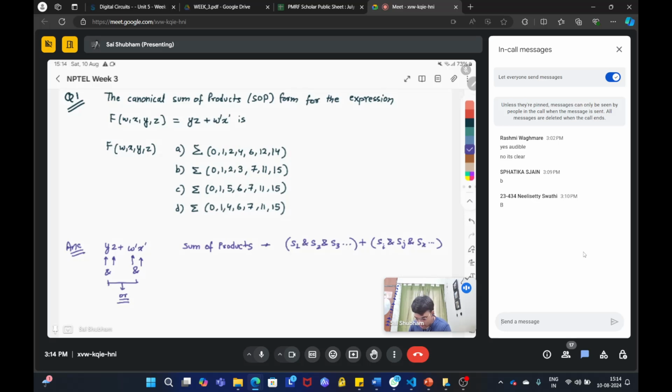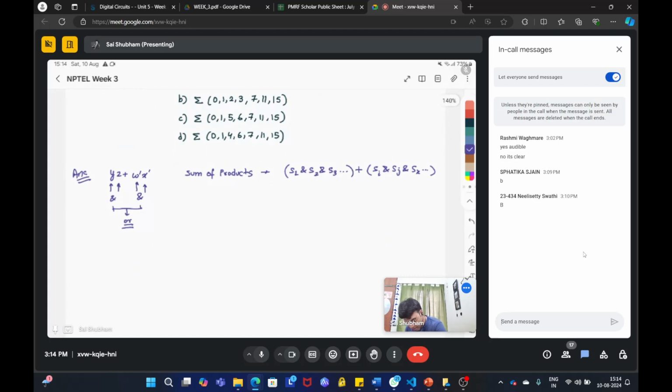But the problem with this is that this is not the standard sum of products expression. The reason it is not standard is that, as you can see, there are four variables. So in each term, all four signals must be present. Since I am from an electrical background, I call them signals, but these are basically variables.